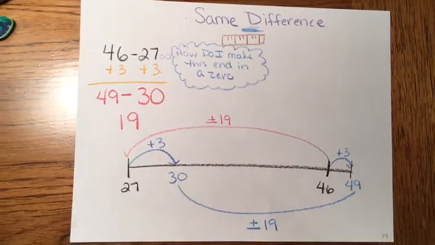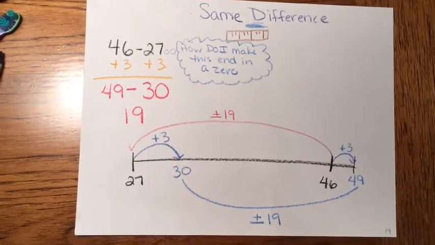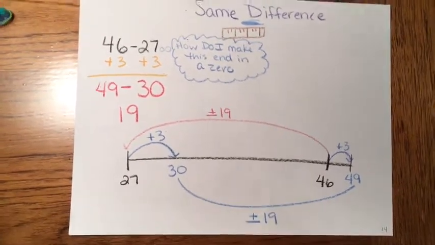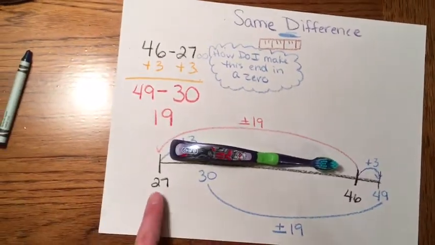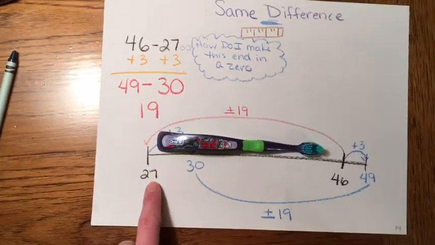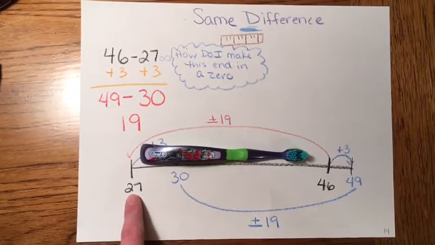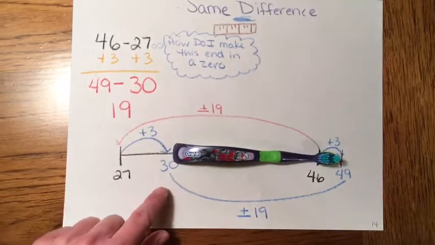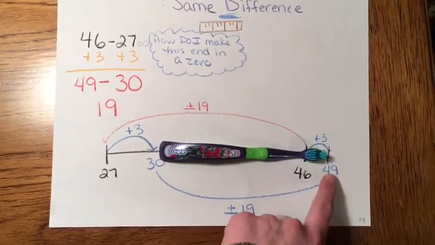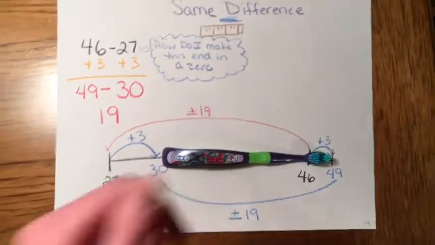Here's what it can look like on a number line. Again, not the best representation. Again, it's like the toothbrush, where we have to move both points. So our first connecting is plus or minus 19 between 27 and 46, because we know that 49 and 30 have a difference plus or minus 19 as well.